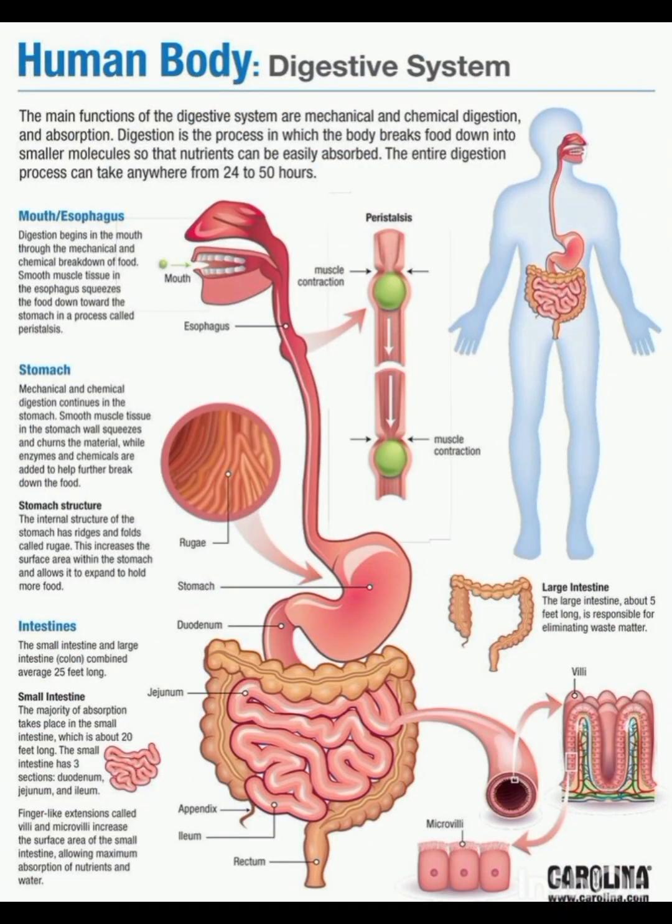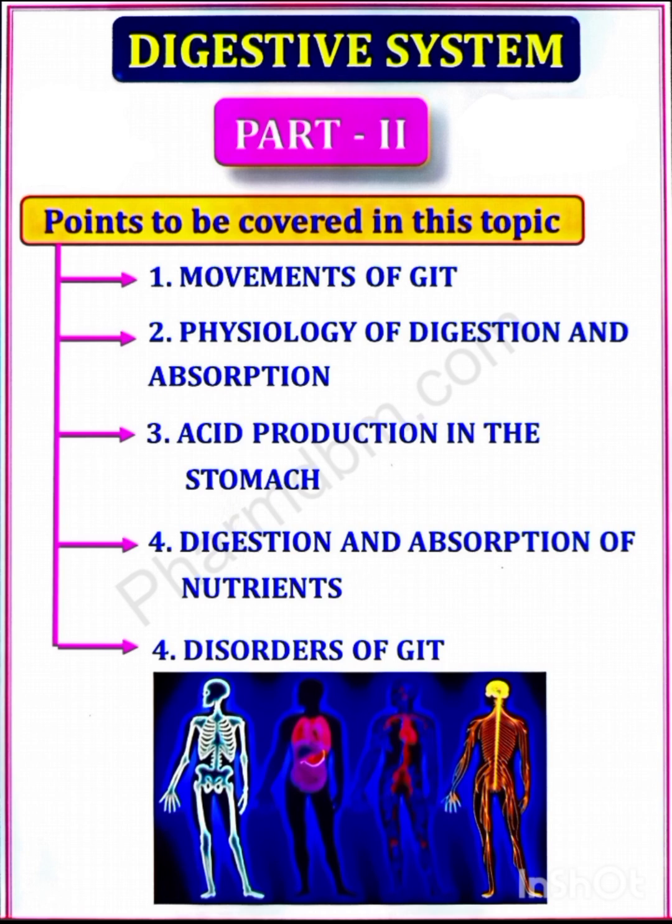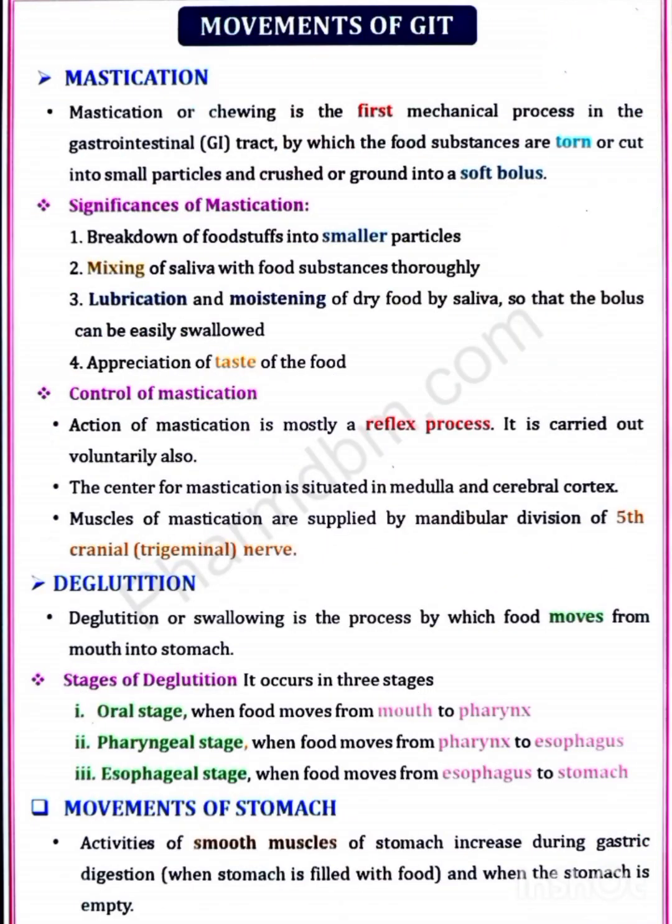Today we are going to discuss digestive system part 2. In this part we are going to discuss the movements of GIT, physiology of digestion and absorption, acid production in the stomach, digestion and absorption of nutrients, and disorders of GIT. At first, let's discuss the movements of the gastrointestinal tract.